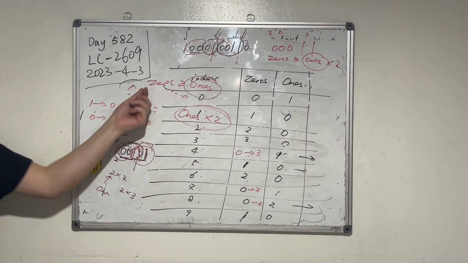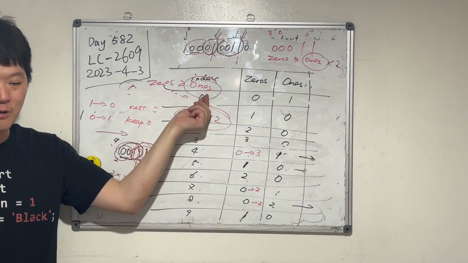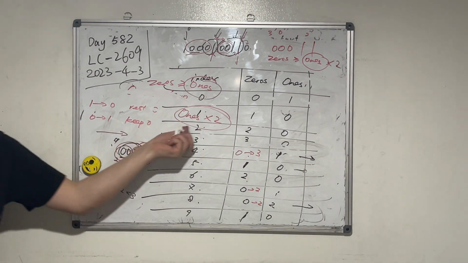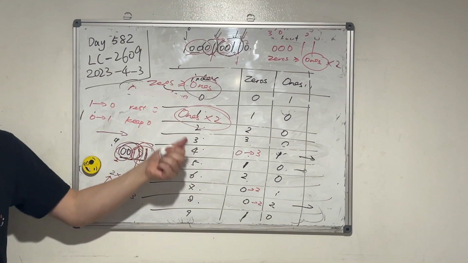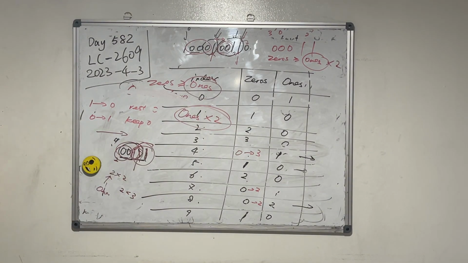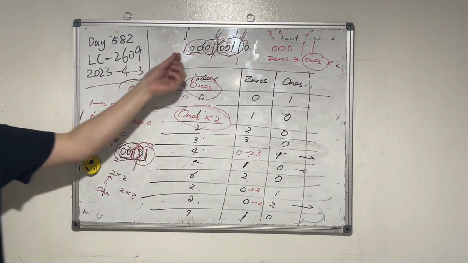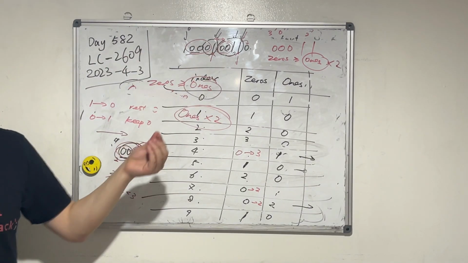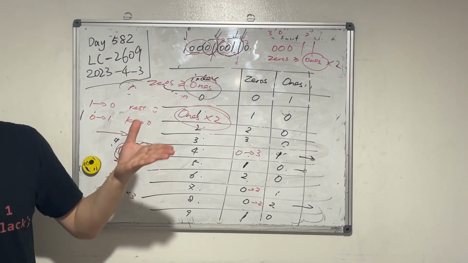Yes? If the number of zeros is bigger than or equal to the number of 1s, we can make a group of 1s times 2, right? This is the condition we check, and we update the answer. So we go from left to right and we update the number of zeros and the number of 1s. But we need to reset the number of zeros and the number of 1s.